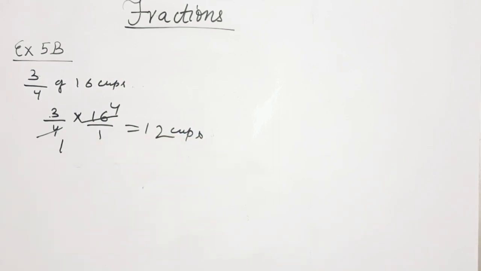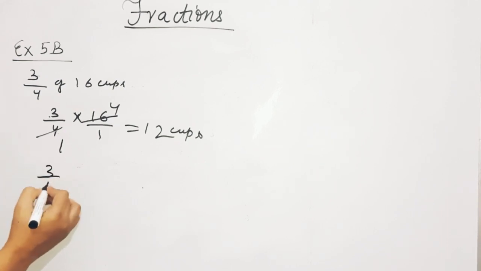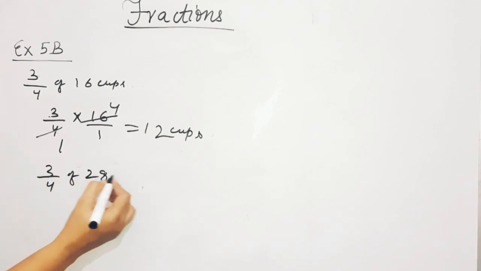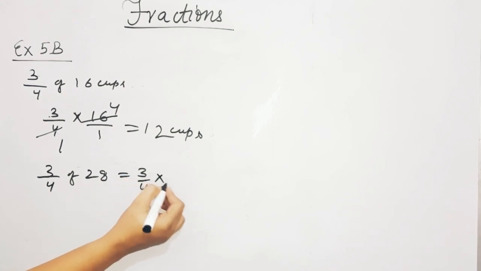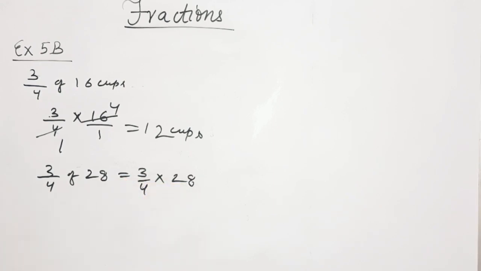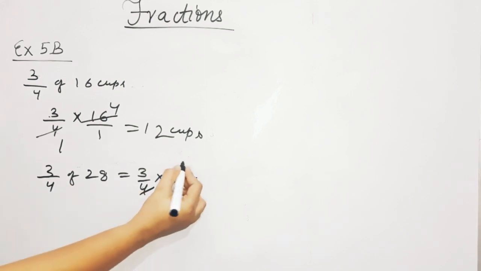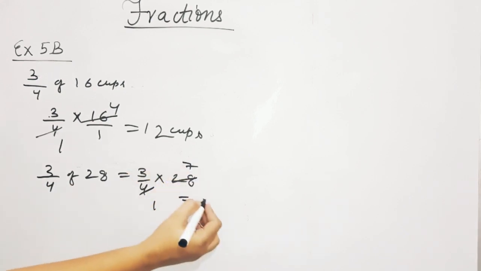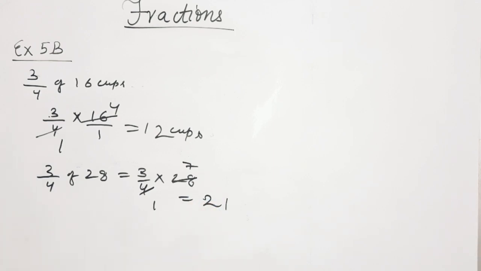Now coming to the next option, that is the second option. 3 by 4 of 28 rackets. 3 by 4 of 28 is equal to 3 by 4 multiplied by 28. Now in the table of 4, when does 28 come? 4 ones are 4, 4 sevens are 28. So 3 sevens are 21. So 21 rackets is the answer. So this was all about question number 10 and question number 11. So I hope that the student must have understood now.